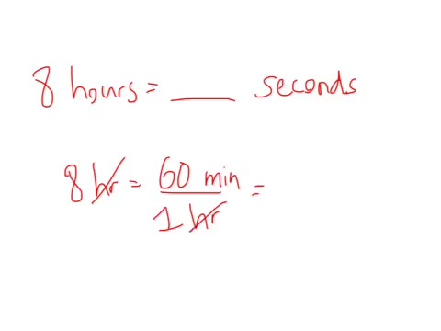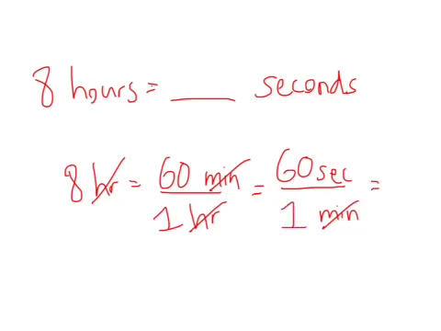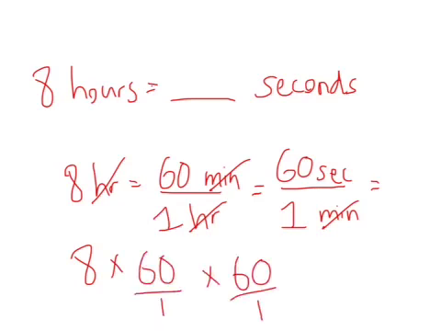Then I don't want minutes, because what I'm trying to find out is seconds. So I'm going to write my minutes down here and my seconds up there, so I can cross out my minutes. And I know there's 60 seconds in 1 minute. So my problem really becomes 8 times 60 over 1, which is the same thing as 60 times another 60. And for me to figure that out, it's 8 times 60 times 60.